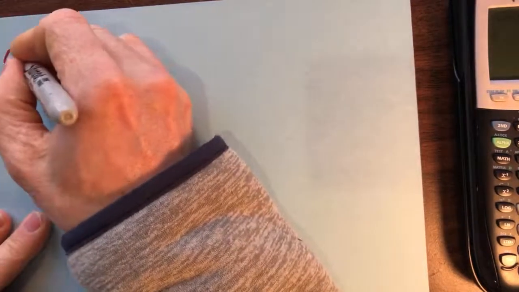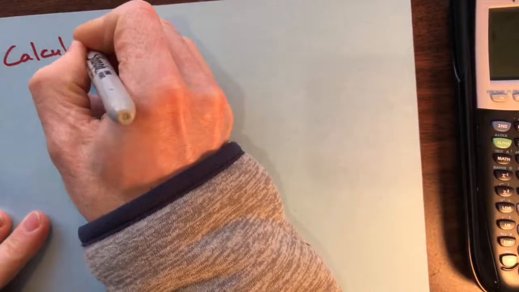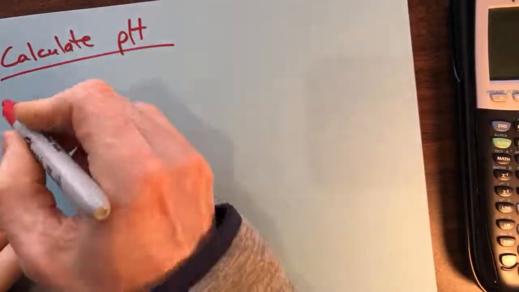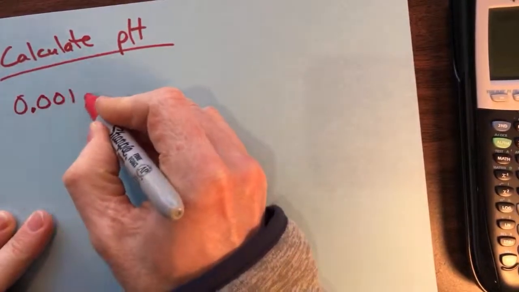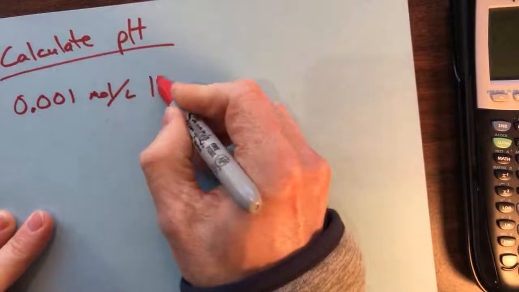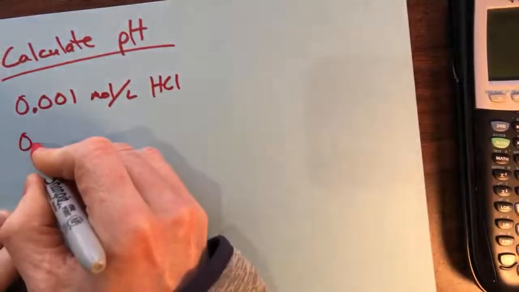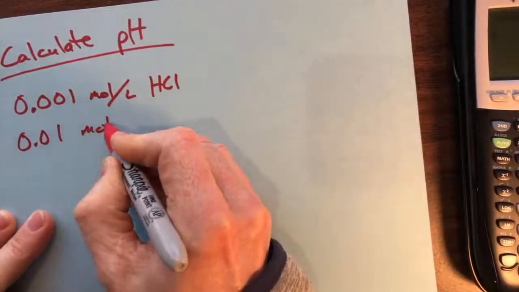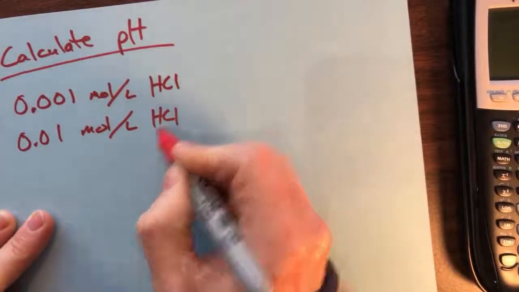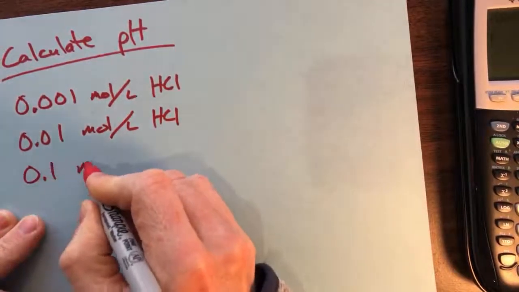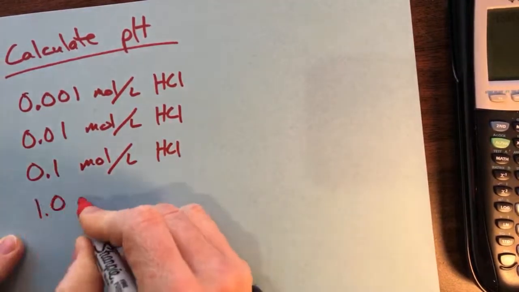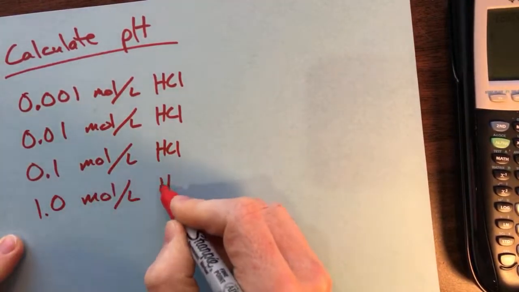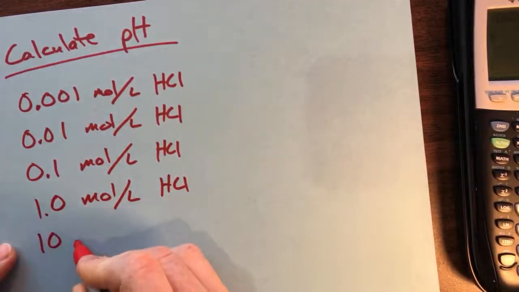So we want to calculate the pH of the following acids. All right, so we have 0.001 mole per liter HCl. We have 0.01 mole per liter HCl, 0.1 mole per liter HCl. Let's do all these and find out what's the pH of all of these.